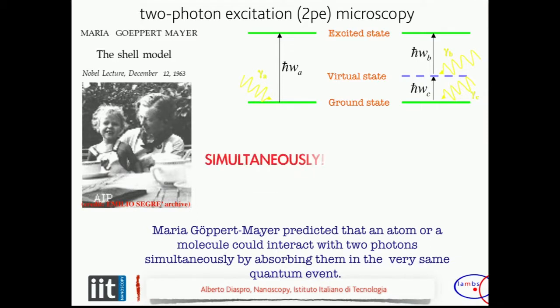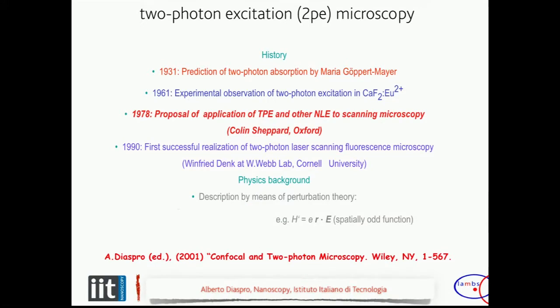So again, this was the story you have seen, and this is part of the history related to two-photon excitation. And this year is the year where you had the experimental observation, due to the invention of the laser, a light source providing photons at a very high density.